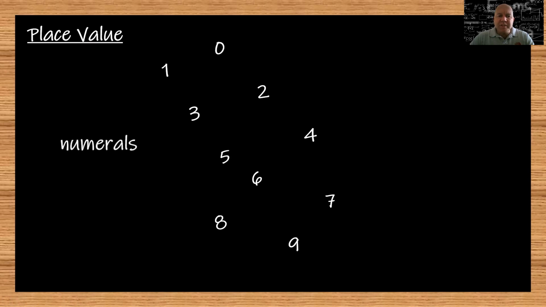Now, as you will all know, our counting system has a series of symbols: 0, 1, 2, 3, 4, 5, 6, 7, 8, and 9. And we can make any number we wish using these symbols. Now, these symbols are referred to as either numerals or digits.